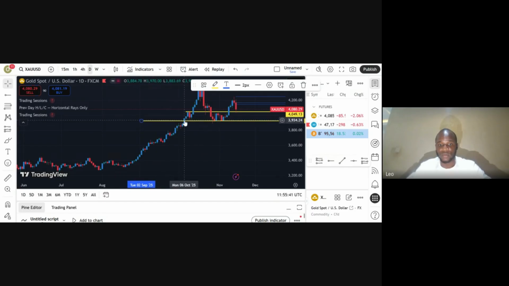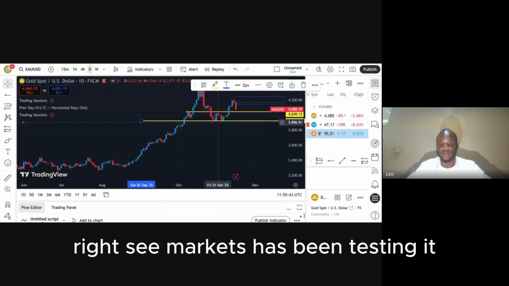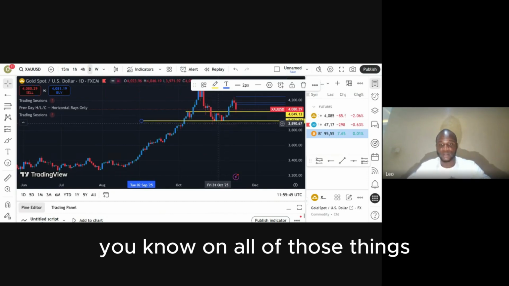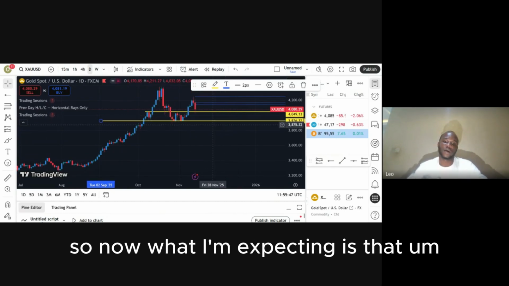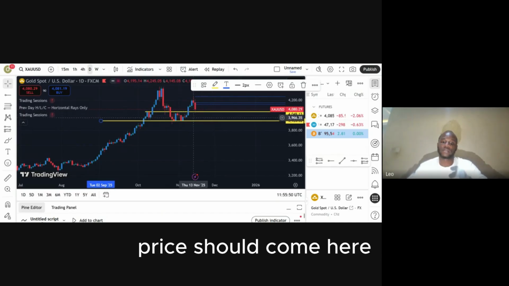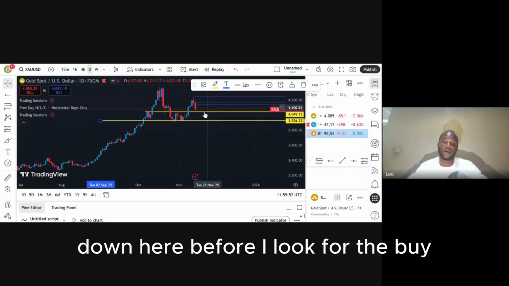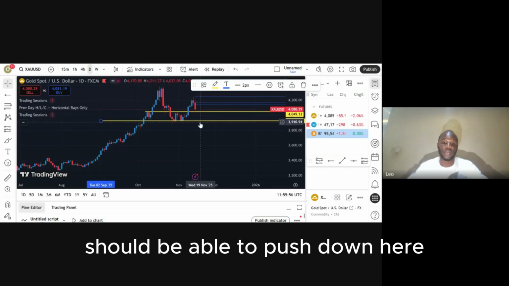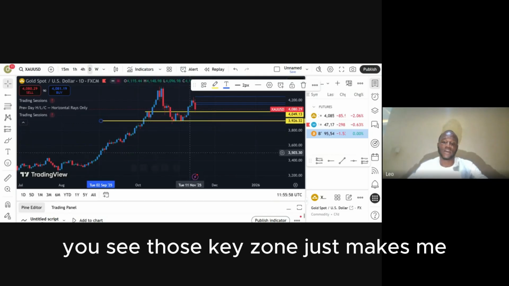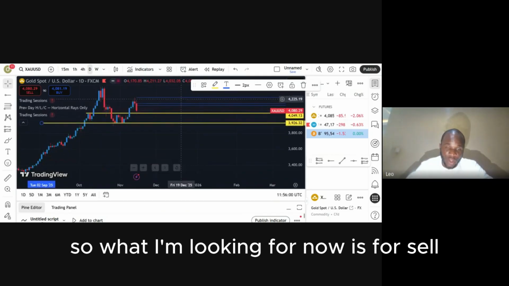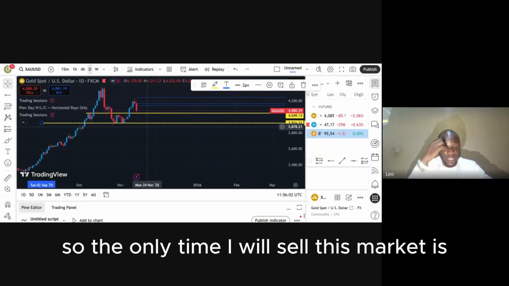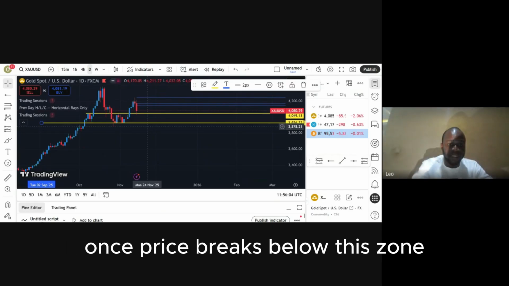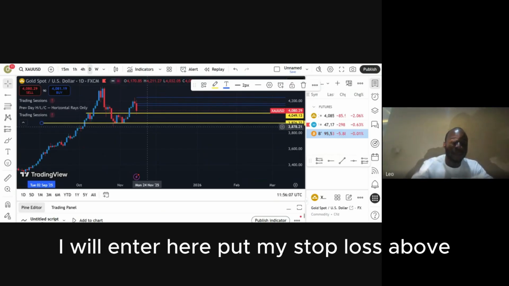This down here, right? See, the market has been testing it. So what I'm expecting is that price should come down here before I look for the buy. I expect that at least price should push down here. You see, it's a clear downtrend, so what I'm looking for now is a sell. The only time I will sell this market is once price breaks below this zone. I will enter here and put my stop loss above.